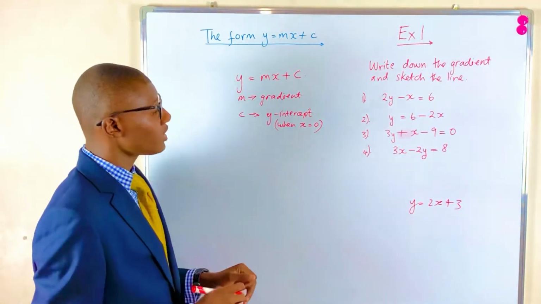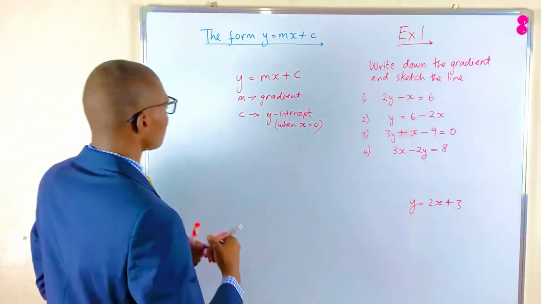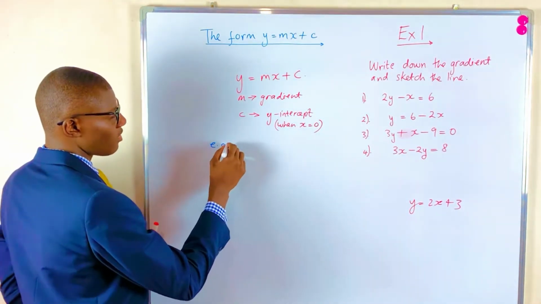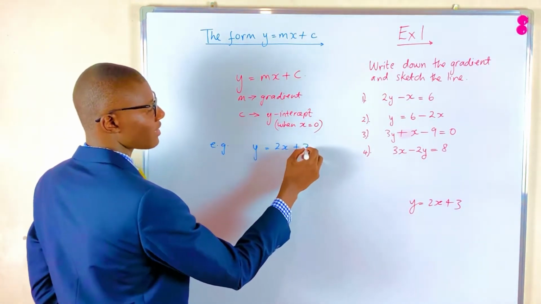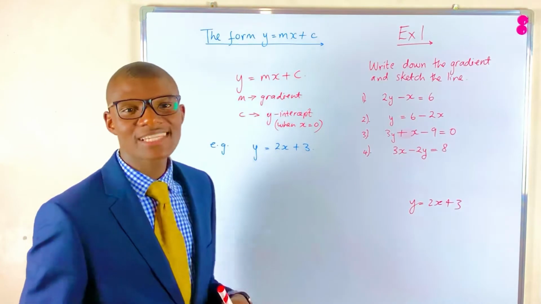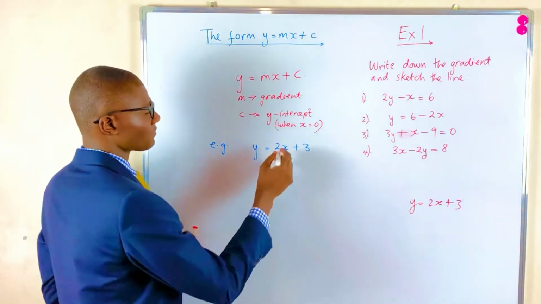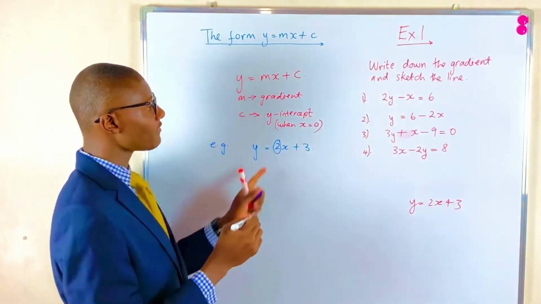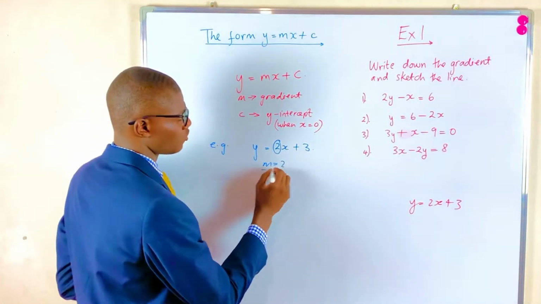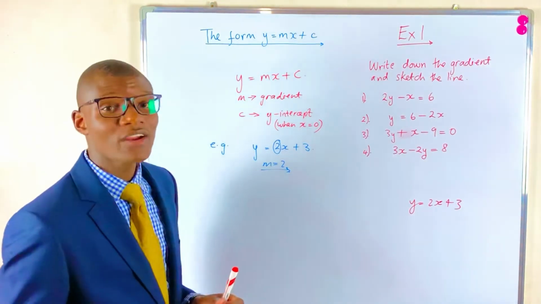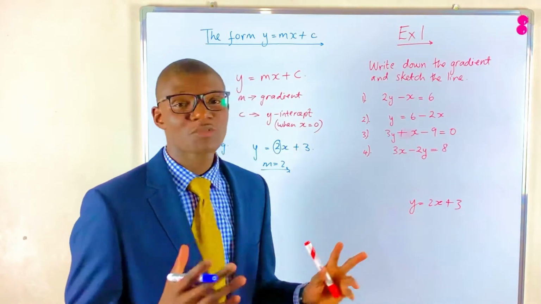So now let's look at this example. We've got y is equal to 2x plus 3. First of all, just identifying the gradient, we see that the gradient, being the coefficient of x, is 2. So m is 2, that's the gradient. And now coming up with the sketch of a straight line.